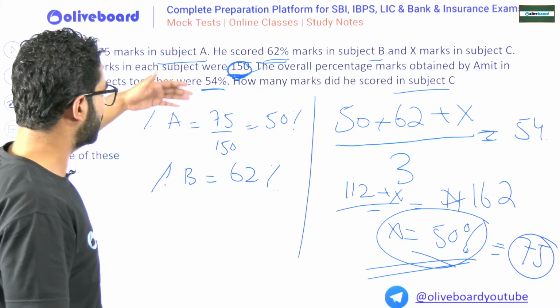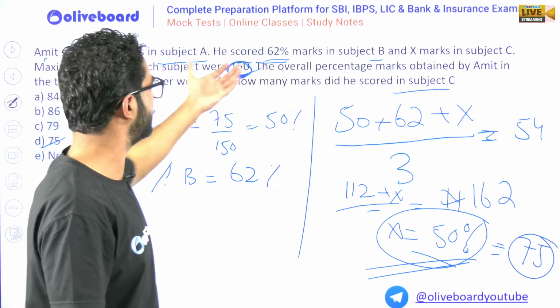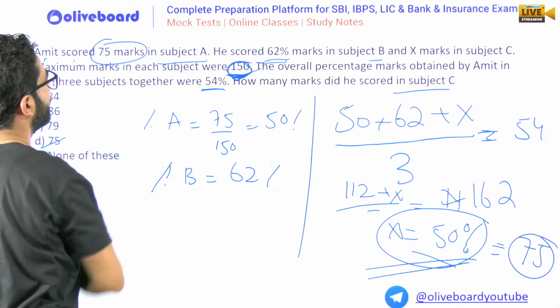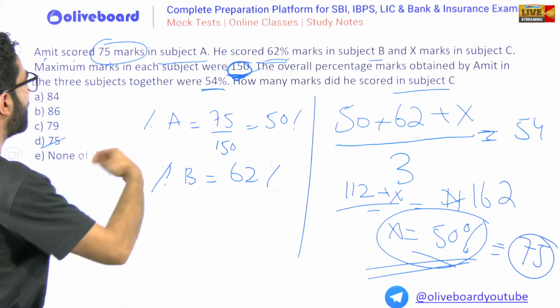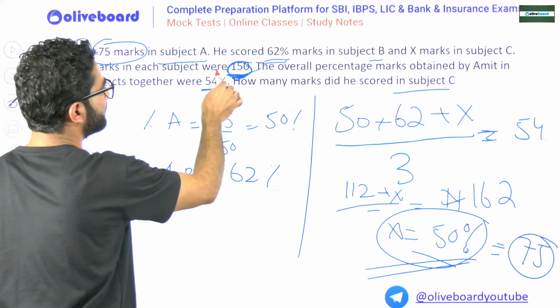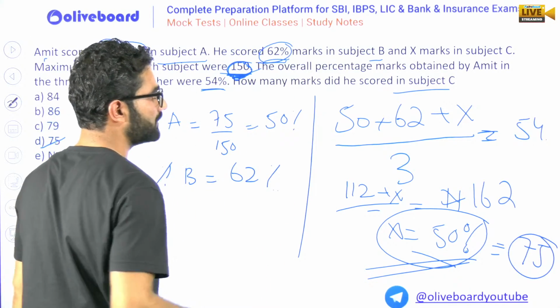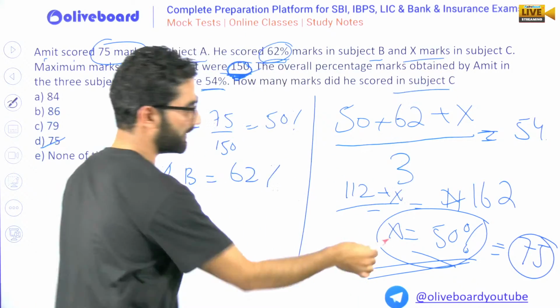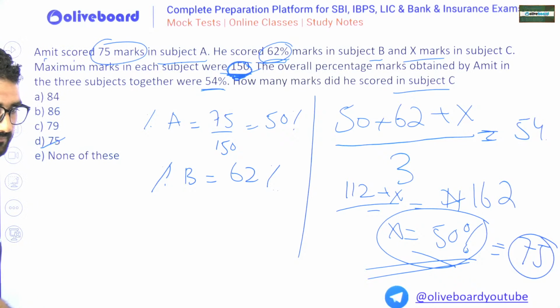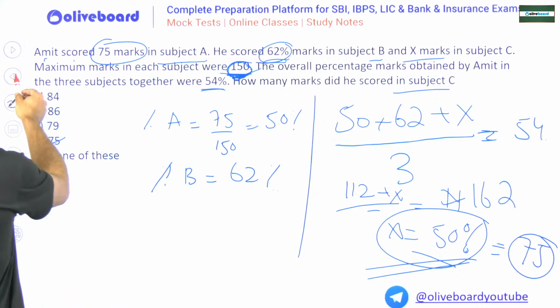So you have calculated the value of marks here. The marks of B are given as a percentile, not exact marks, but we can take the average since the percentile was given and calculate the value of X. So 75 is the correct option. Very good. Okay, so next question.